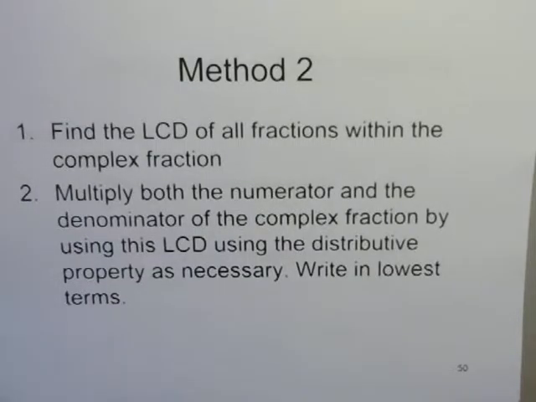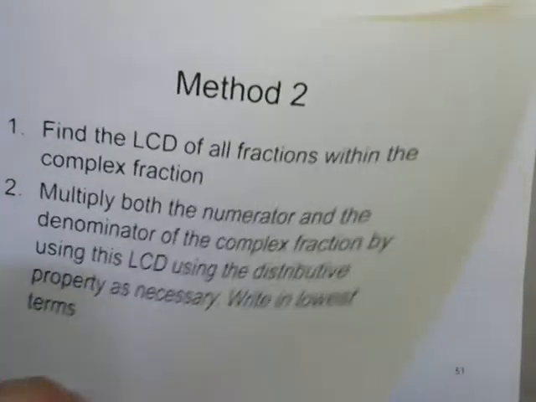Okay, so that was method 1. So method 2, again, you should get the same answer, but it works a little bit differently. Remember in method 1, you basically added the fractions together on the top, added the fractions together on the bottom, or subtracted as the case might be, and then you flip the bottom fraction over and multiply. For method 2, what you do is you look at all the fractions within the larger fraction, look at all the denominators of those fractions, and try to find the LCD of all the fractions within the larger fraction. Then you multiply both the top and the bottom, both the numerator and the denominator of the complex fraction, by that LCD, and that should again give you the same answer.